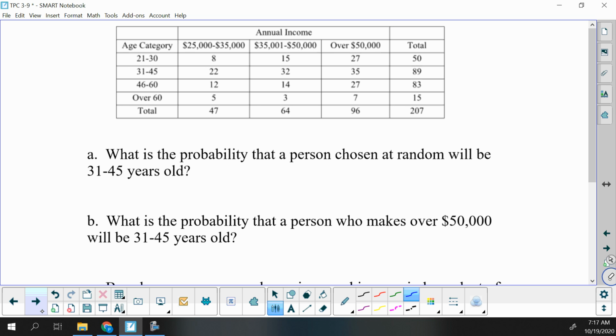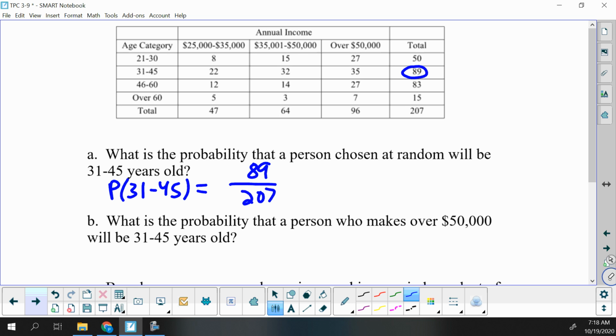All right, moving down to the bottom, we've got a two-way table. First thing we should always look for in a two-way table is if we have the totals. And if not, we need to find those totals. But we do have the totals here, so we're good. What's the probability that a person chosen at random will be 31 to 45 years old? We need to see how many 31 to 45-year-olds there are. If we look in that row, there's 89. And if your numerator is one of the marginal totals, it can only possibly be over the overall total. So 89 over 207. Now the notation we would have for that, we would say probability of 31 to 45.